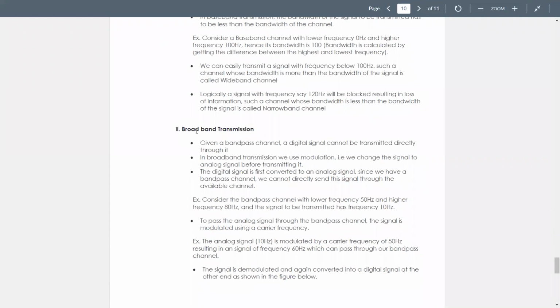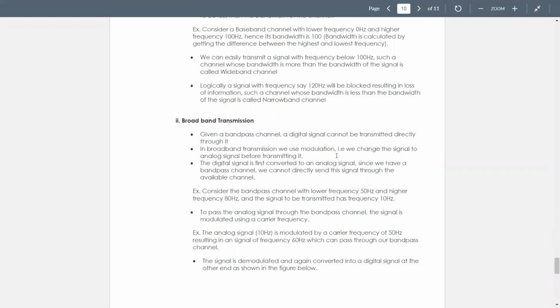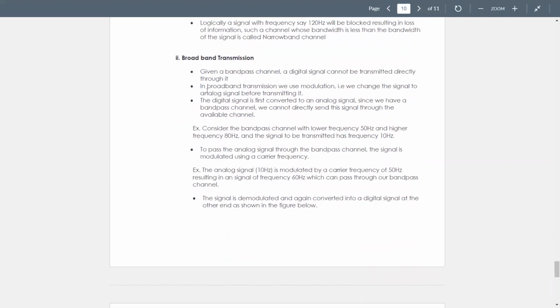But for broadband transmission, we have a bandpass channel, and the digital signal cannot be transmitted directly through it, because we have a bandpass channel.